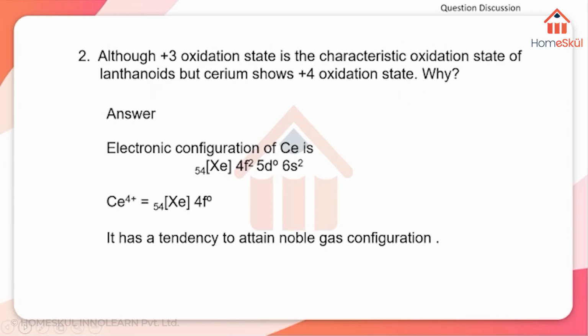In this case, the electronic configuration of cerium is, you can see, noble gas xenon referred here, then the outermost electronic configuration 4f2, 5d0, 6s2. In the case of cerium 4+, Ce4+, that means 4 electrons are lost from the outermost orbitals, and here we get xenon, then 4f0, and you all know that it is attaining a noble gas configuration, thereby it has a tendency to attain such an oxidation state. Okay, so this is the answer. Now move on to the next question, the third one.